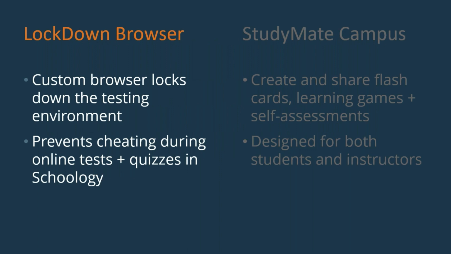So just a quick overview of what Lockdown Browser is. It's actually a browser. Its job is to lock down the test environment. So students use Lockdown Browser instead of a regular browser like Chrome or Safari to take a test. But what Lockdown Browser does is it prevents cheating during those tests and quizzes. So it makes sure students can't do anything else during that test. They can't get distracted, they can't copy questions, print out copies of the test, and so on.